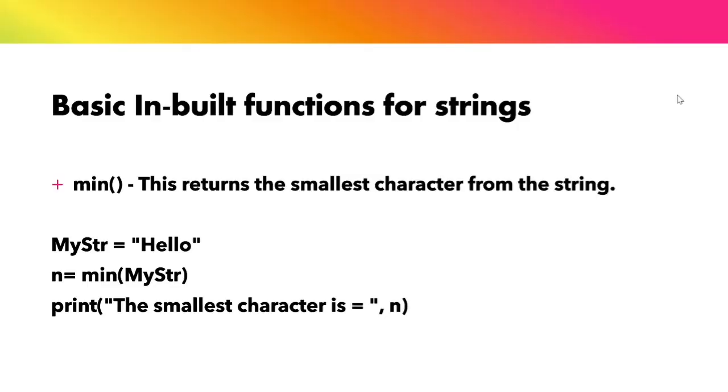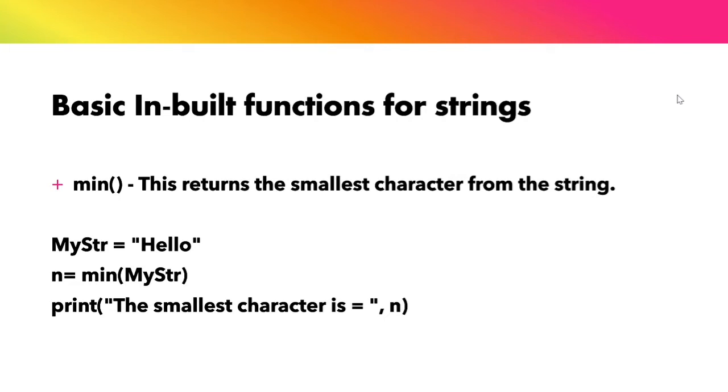The second inbuilt function that we are going to study is the min function. The working of the min function is that it will return the smallest character from your string. Here you can see that in my str I have taken a string named hello, and I have passed it to the min function, and it should return the minimum character into n, and I'm just printing the character over there.